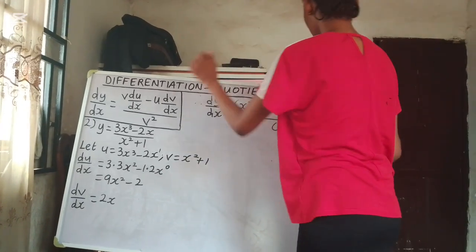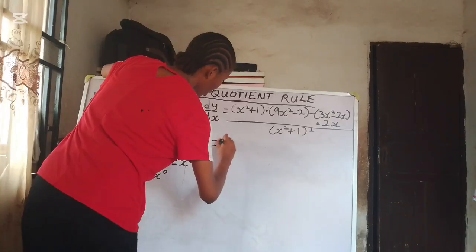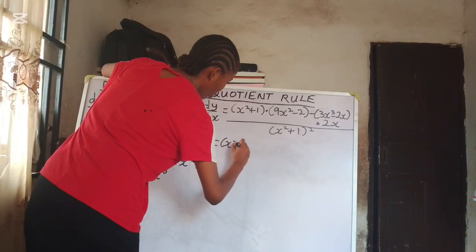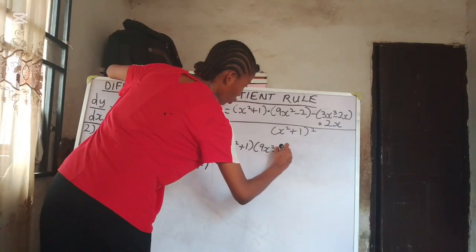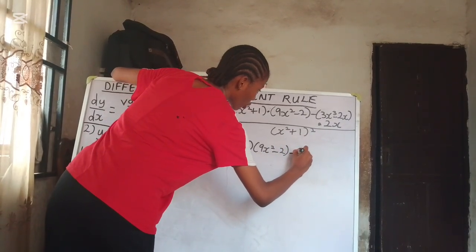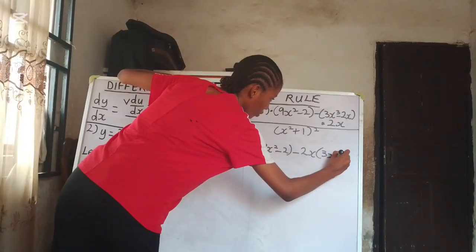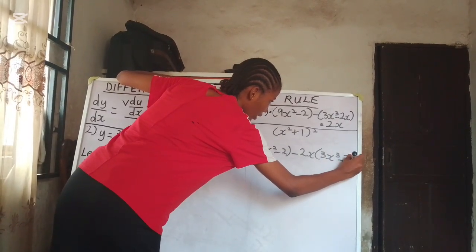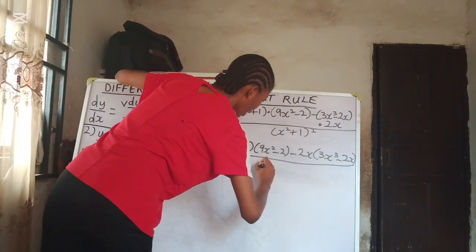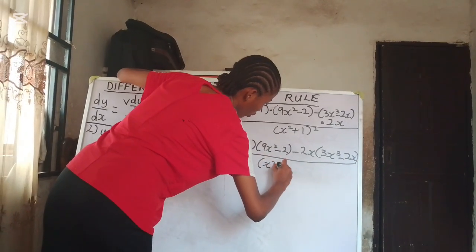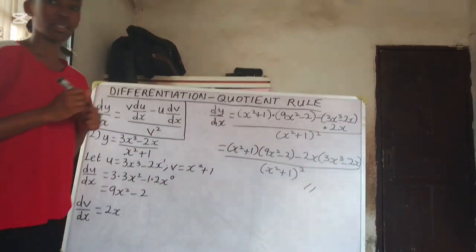So let me just arrange this properly. This will be equal to x squared plus 1 times 9x squared minus 2, minus 2x into 3x cubed minus 2x, all over x squared plus 1 all squared. So this is our final answer.